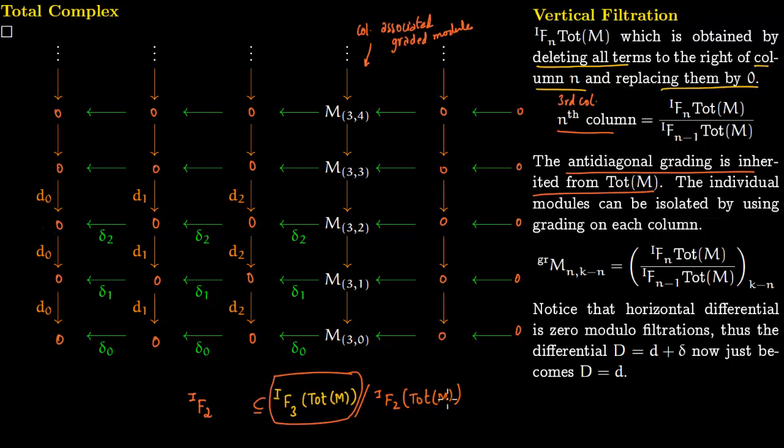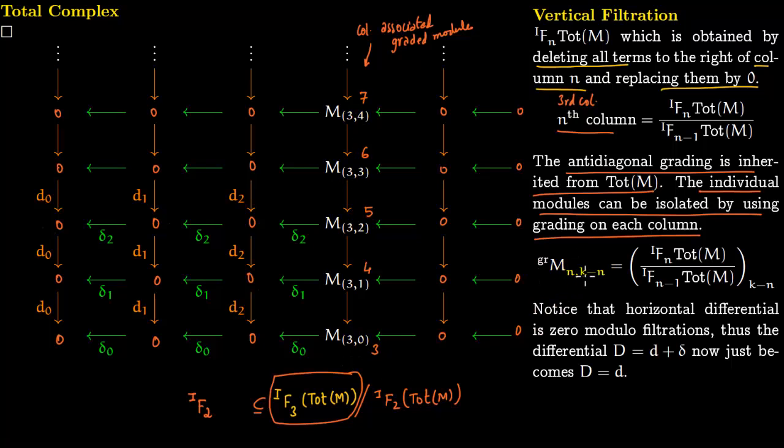In case you have already modulo out the filtration 2 and you're sitting in this column, again you can isolate the individual modules by using grading on each column. You know that this is grading 3 because 3 plus 0 is 3. This lies in grading 4, 3 plus 1 is 4. This lies in grading 5, 3 plus 2. This lies in grading 6. This lies in grading 7. So you can isolate such grading.